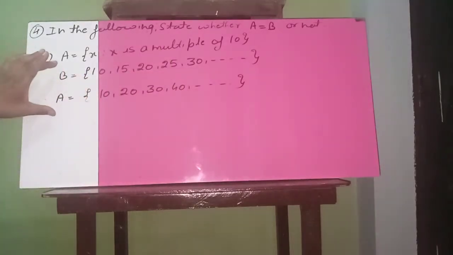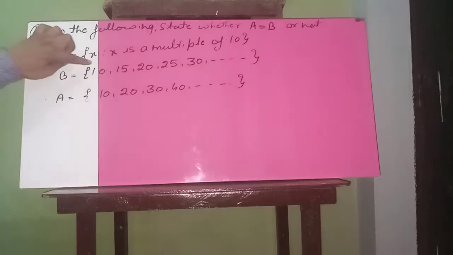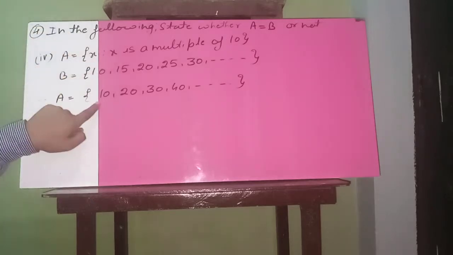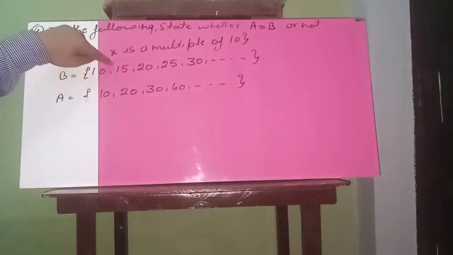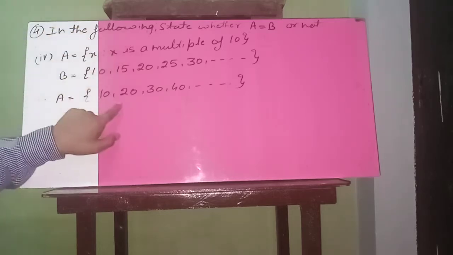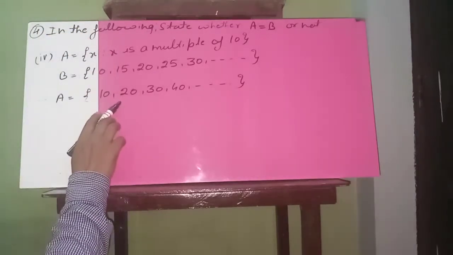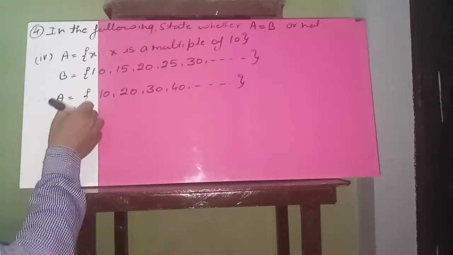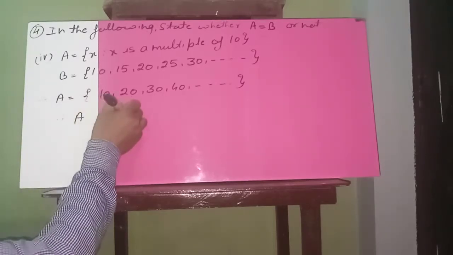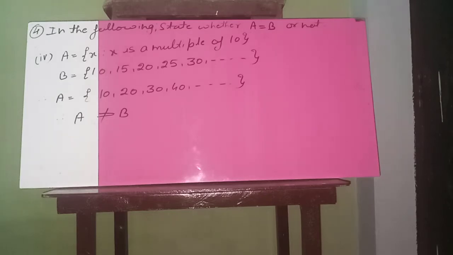So tell me, are both sets equal or not? 10 is an element of B and 10 is also an element of A, but 15 is an element of B but 15 is not an element of A. देखो 15 आपके सेट बी में है बट ए के अंदर नहीं है. So we can say that set A does not equal set B. Clear? So that is a very easy type question. So make question number 4 complete.